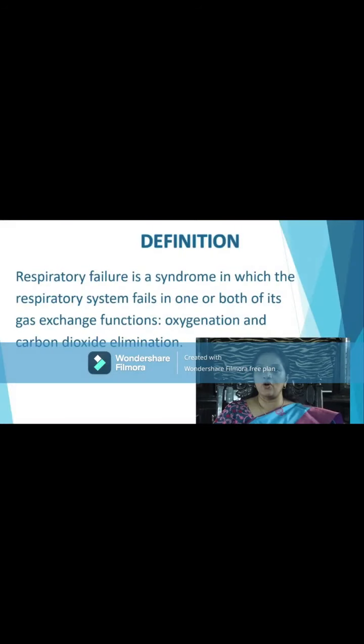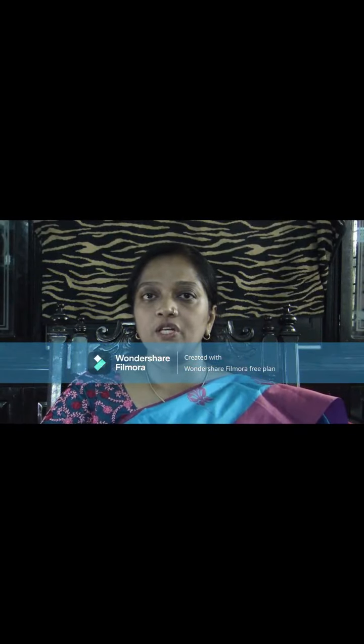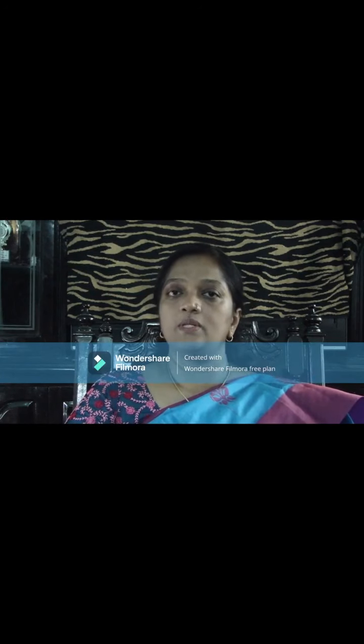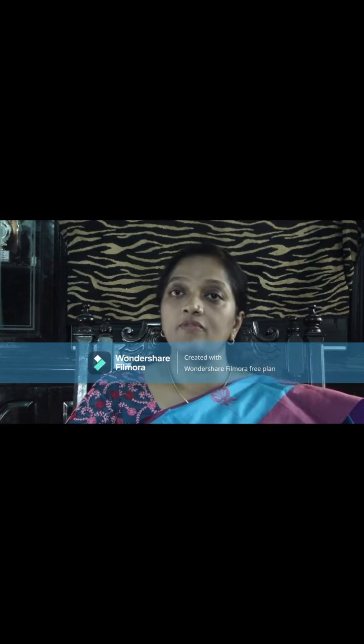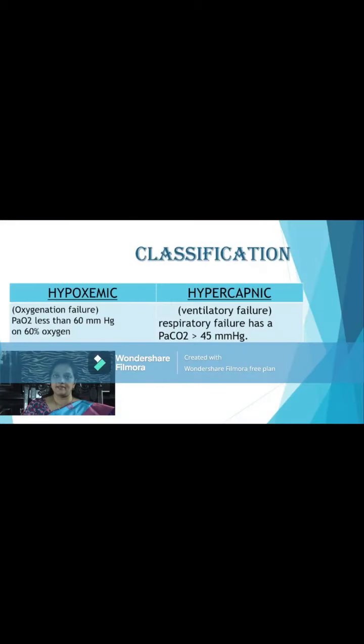Moving on to the definition of respiratory failure. Respiratory failure is a syndrome in which the respiratory system fails in one or both of its gas exchange functions, oxygenation and carbon dioxide elimination. Respiratory failure is not a disease but a symptom of an underlying pathologic condition affecting lung function, oxygen delivery, cardiac output or baseline metabolic state. It is a condition that occurs because of one or more diseases involving the lungs or other body systems.